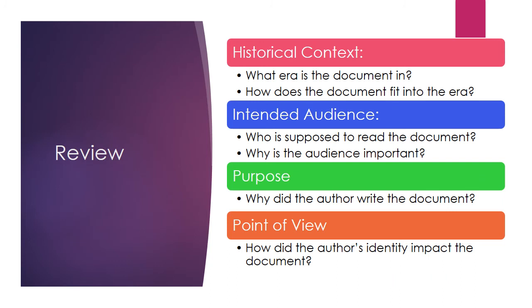Alright, just a quick summary of what we've learned. Historical context. What era is the document in? How does the document fit into that era? Intended audience. Who's supposed to read the document? Why is the audience important? The purpose. Why did the author write the document? And point of view. How did the author's identity impact the document?